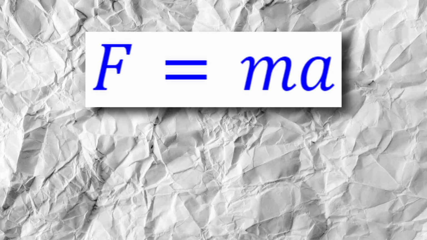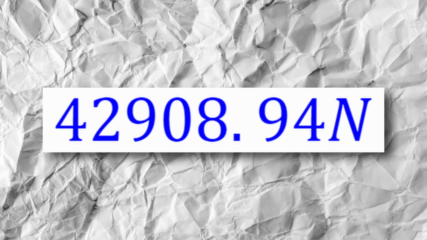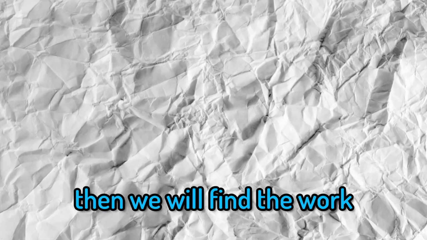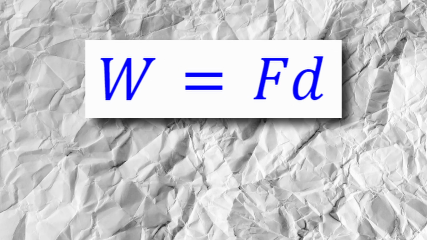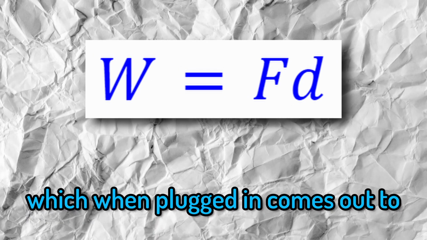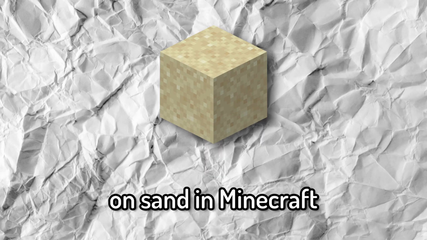First, we have to find the force of gravity on the minecart, which is F equals ma, which when plugged in comes out to this, which equals 42,908.94 newtons. Then we will find the work, which is the amount of force being exerted over a displacement. The formula for work is work equals force times displacement, which when plugged in comes out to this, which equals 343,271.52 joules. Finally, we will show energy by demonstrating gravitational potential energy, or GPE, on sand in Minecraft.